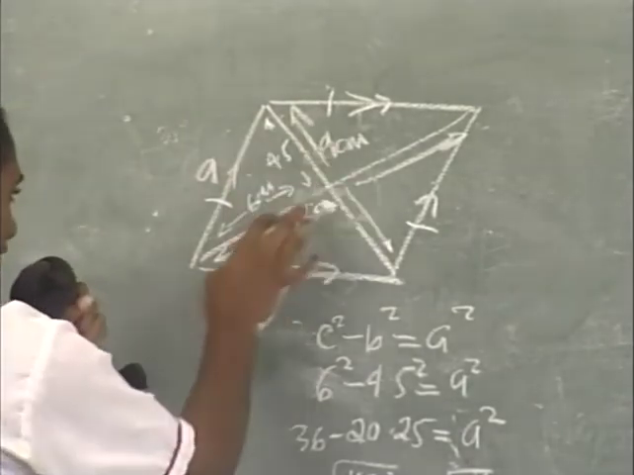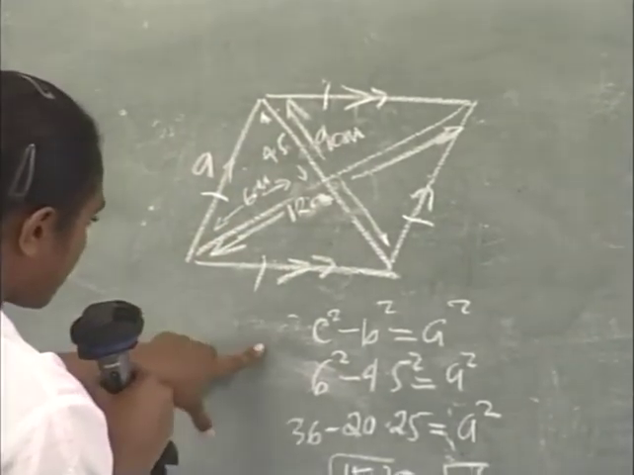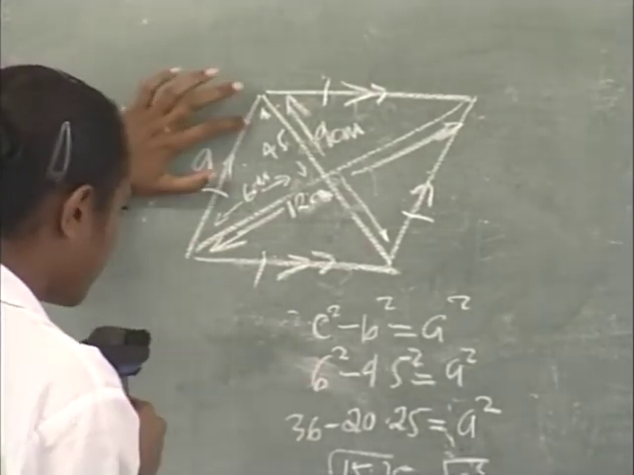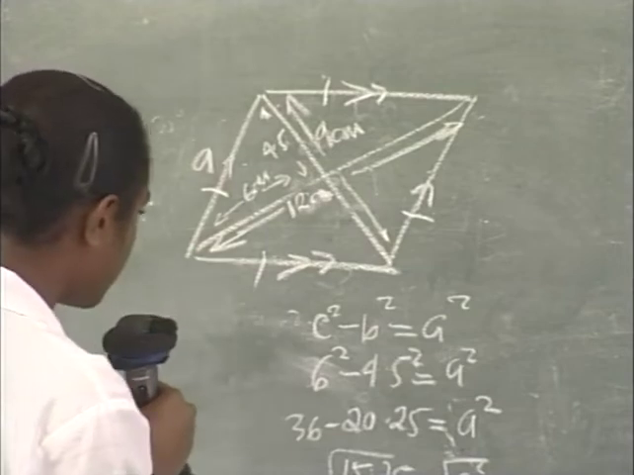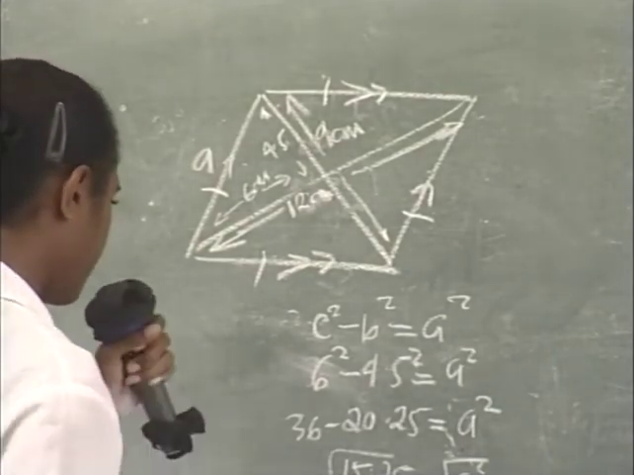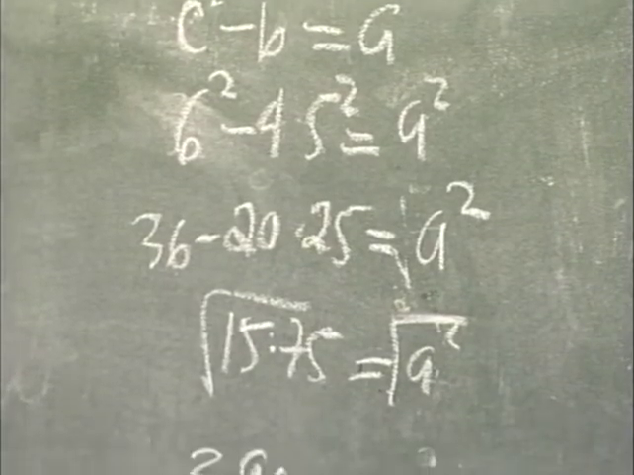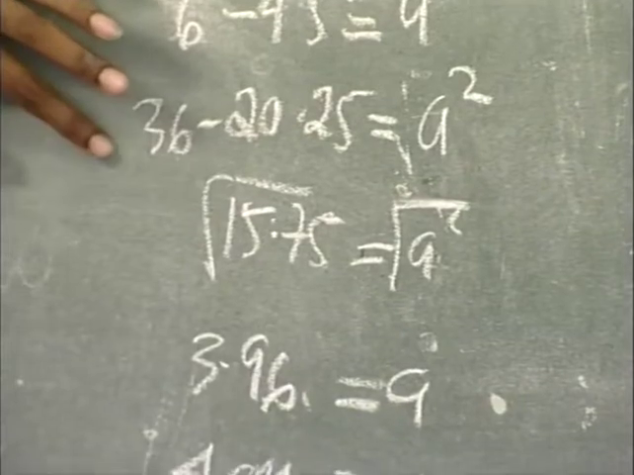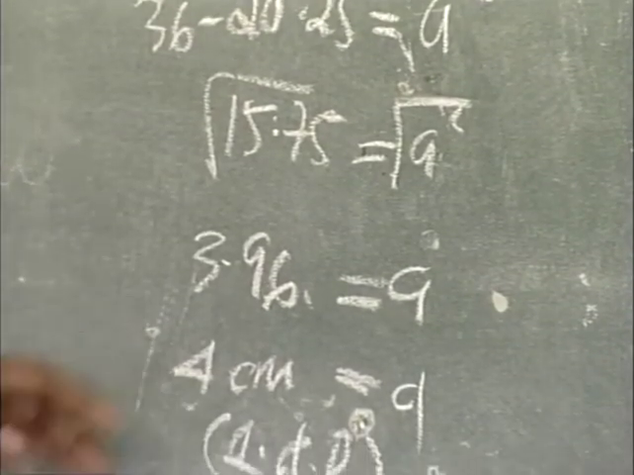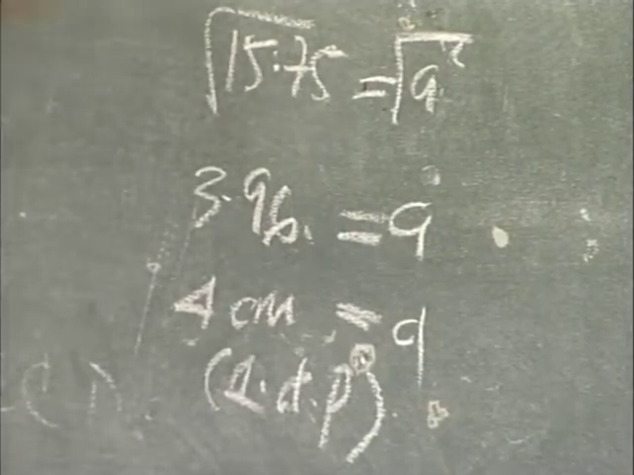So I use this part, 6 centimeters and 4.5 centimeters. C squared minus B squared equals A squared. So 6 squared minus 4.5 squared equals A squared. 6 squared is 36, minus 4.5 squared, which is 20.25, equals 15.75 centimeters squared. To get A, I got the square root of 15.75, which is 3.96. Rounded off to one decimal point, that is 4 centimeters, so the length of each side is 4 centimeters.